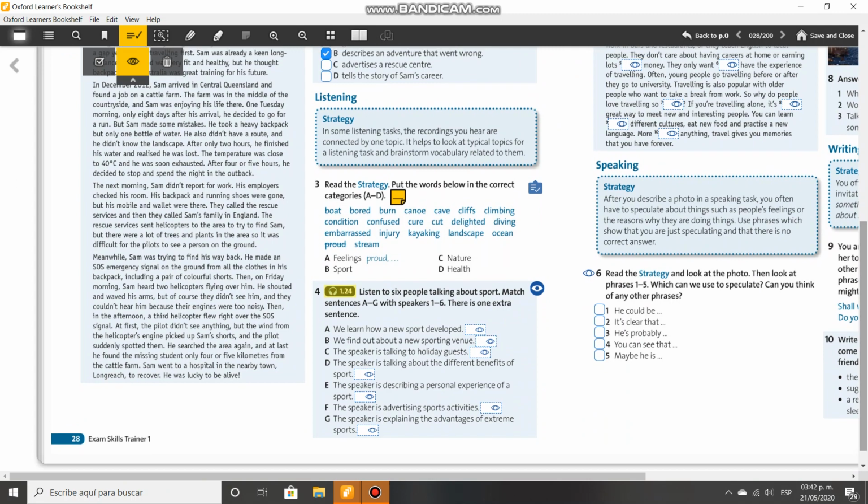And now we have a listening. And it says, in some listening tasks, the recordings you hear are connected by the topic. Están conectados con el título. It helps to look at typical topics for a listening task and brainstorm vocabulary related to them. Put the words below in the correct categories, A to D, and you have feelings, sports, nature, and health. Recuerden que todo este vocabulario, chicos, ya lo vimos en toda esta unidad, ¿ok? So you're going to make 4 columns, and you're going to write here the correct vocabulary words for each category.